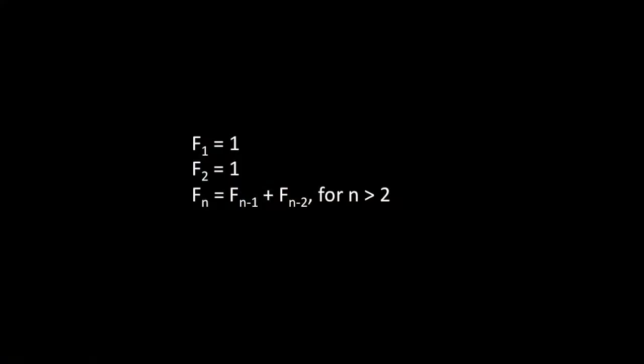Next, let's look at our second problem, calculating Fibonacci numbers. As we learned in class, the Fibonacci numbers are an interesting sequence of numbers that follow a really simple rule. Assuming that we call the ith Fibonacci number f sub i, then we have the following. f sub 1 equals 1, f sub 2 equals 1, and f sub n equals f sub n minus 1 plus f sub n minus 2 for n greater than 2.